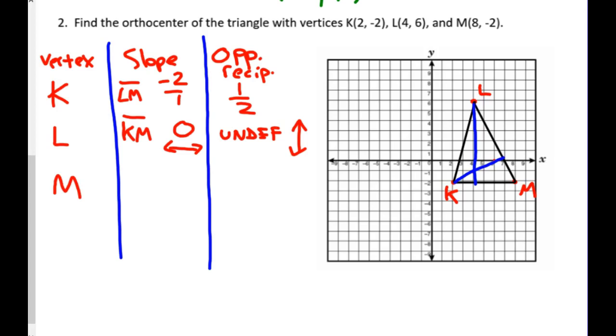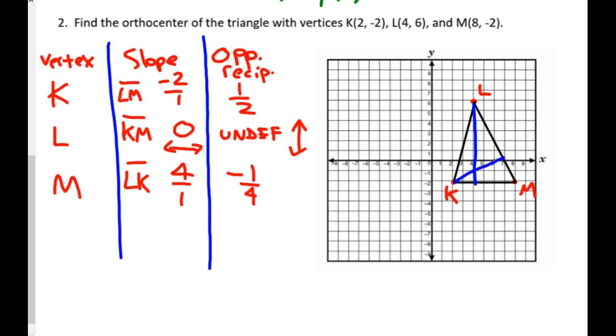Okay, M. So M is across from KL, or LK. Who can tell me the slope of LK? 1, 2, 3, 4 over 1. It is 4 over 1. And what's the opposite reciprocal? Negative 1 over 4.